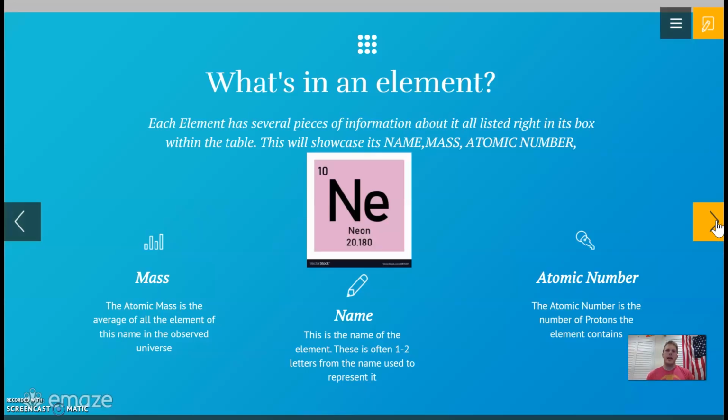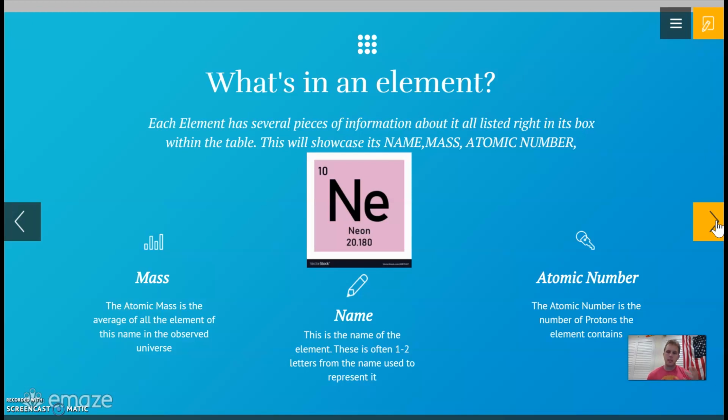So what is in an element? Well, each of these little squares on the periodic table is an element. So each element has several different pieces of information. The main ones that you usually want to focus on are the name, the mass, and the atomic number. Almost every single periodic table has this. Several other ones have increased information such as electronegativity and other components such as the structural 3D shaping of it. Those are a little more advanced chemistry. We're just going to stick to the very basics right now.